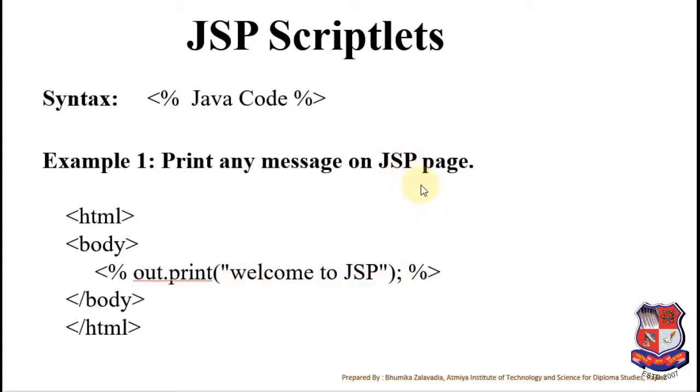on the JSP page. As we are working with web development, each and every code will be written within the HTML tag. This is the HTML tag, then the body tag. To print any message on a JSP page, the println or print method is used. So here we can write out.print or out.println and your message. Here print is the method and out is the object of the PrintWriter class.